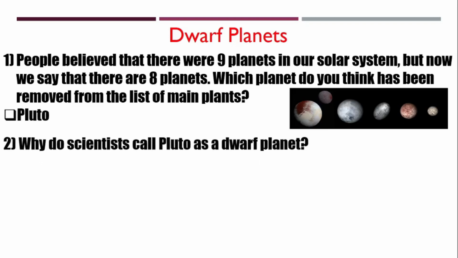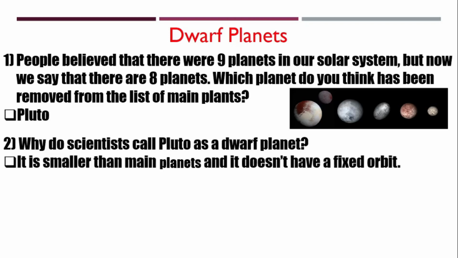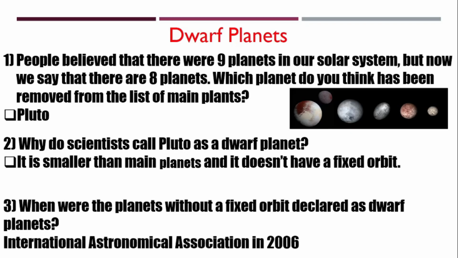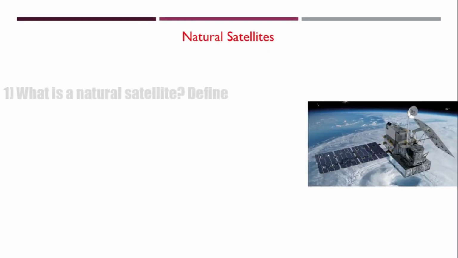Pluto. Why do scientists call Pluto a dwarf planet? It is smaller than main planets and it doesn't have a fixed orbit. When were the planets without a fixed orbit declared as dwarf planets? International Astronomical Association in 2006. Natural satellites.